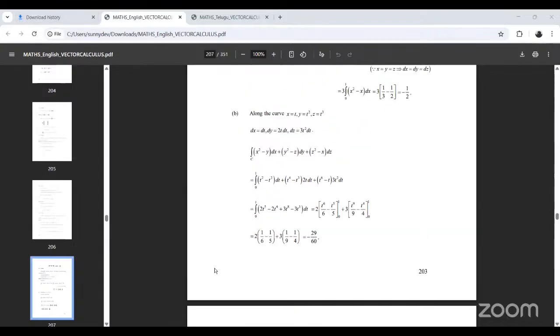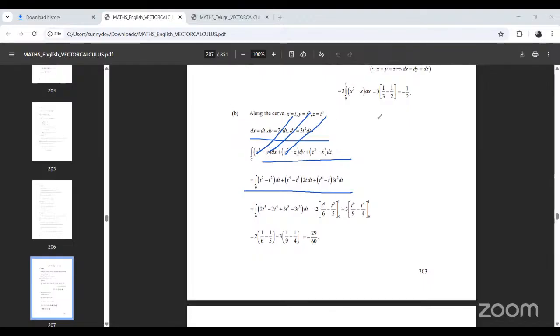So this is the thing. x equal to t, y equal to t square, and z equal to t cube. Then dx equal to dt, and dy, differentiating t square, becomes 2t dt, and z equal to t cube, so its differentiation dz becomes 3t square dt. Now you have to substitute all the values here: in place of x, t, in place of y, t square, and in place of z, t cube. So totally the function is changing in t.